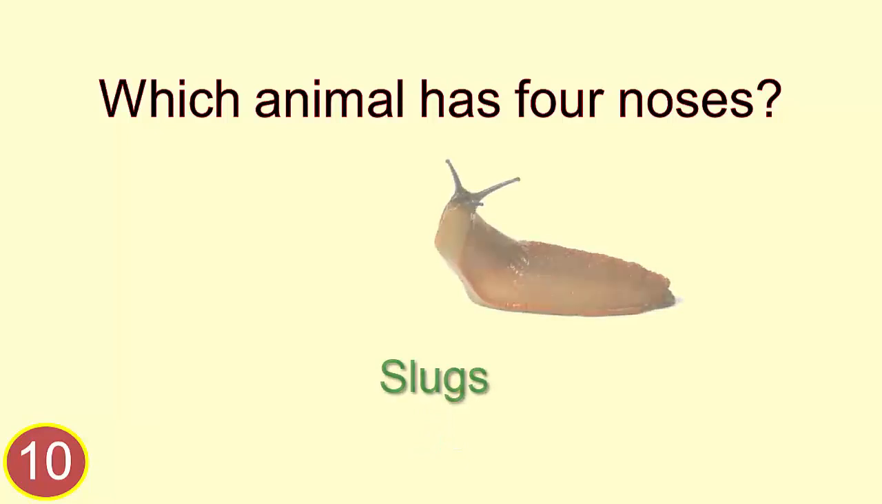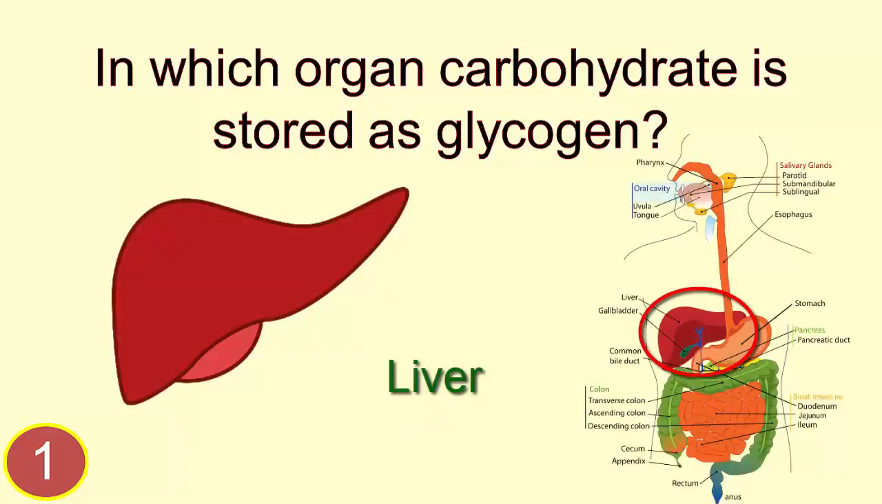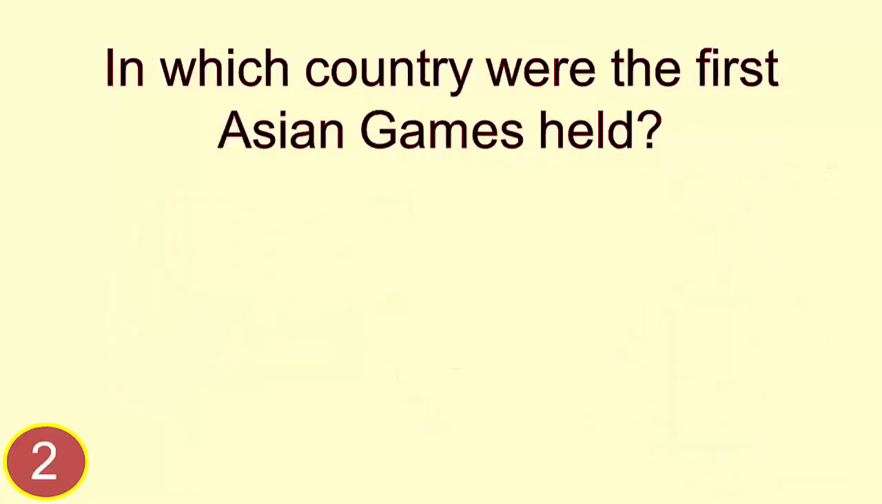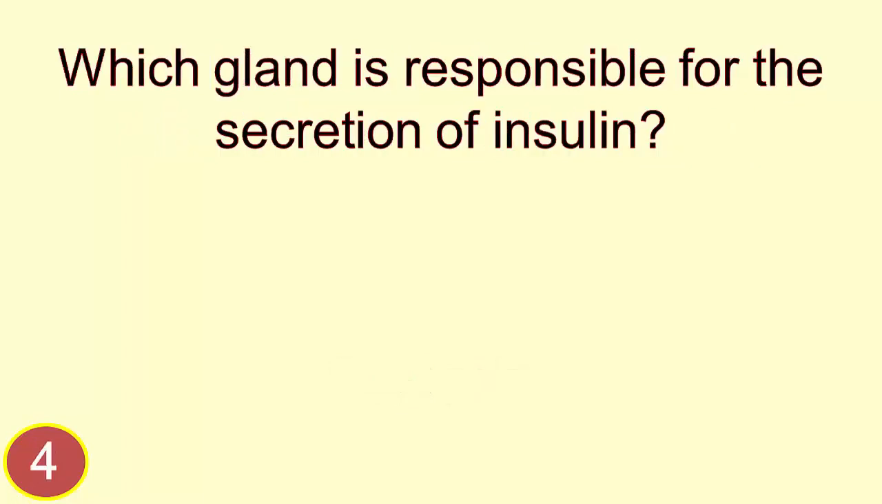Answer is slugs. In which organ carbohydrate is stored as glycogen? Answer is liver. In which country were the first Asian Games held? Answer is India. If a dew point is below freezing, it is referred to which point? Answer is frost point. Which gland is responsible for the secretion of insulin?